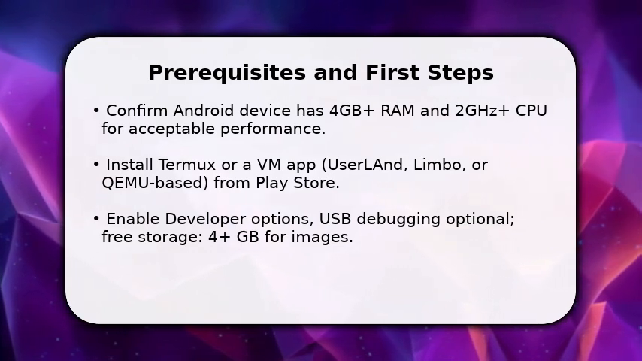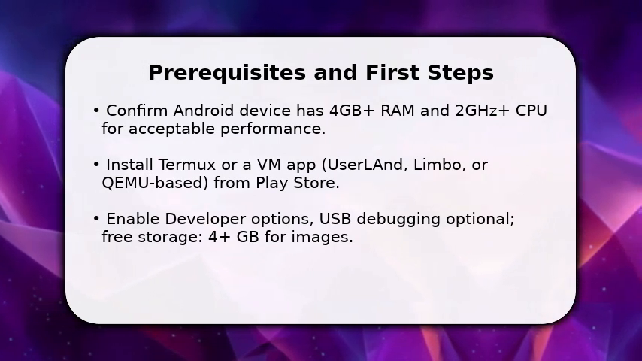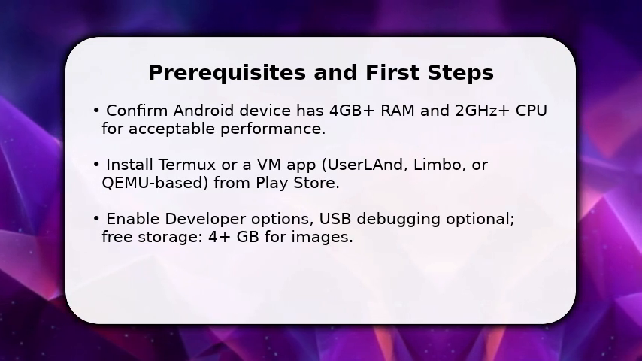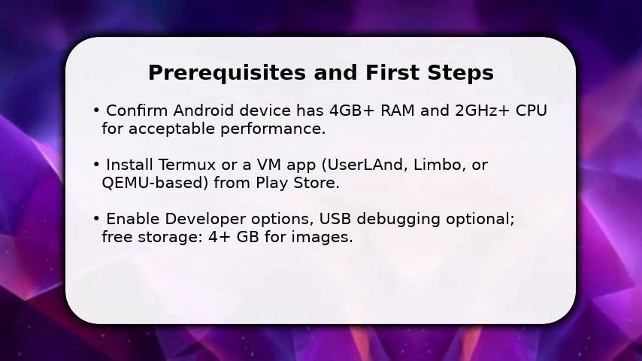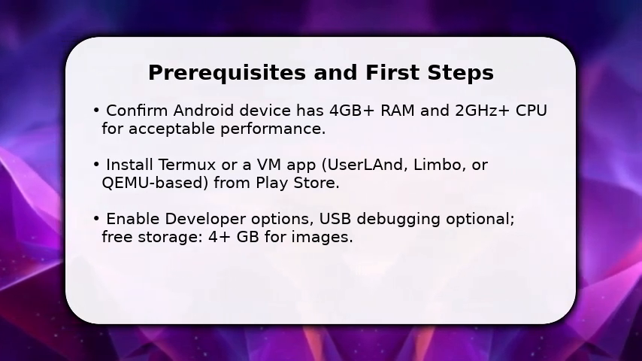Next, download the Android or Linux image you plan to run. Choose ARM or x86 based on the VM engine. Make sure developer options are enabled for advanced access and that you have 4+ GB free. This prevents failures during image extraction.